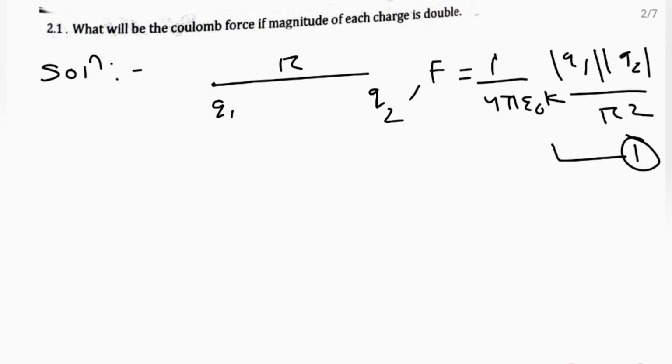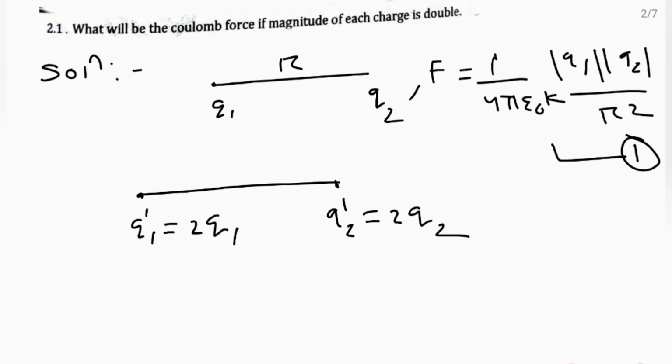Now according to the question, charge Q1 becomes Q1 prime, which has the charge 2Q1, and Q2 becomes Q2 prime, which has the charge 2Q2, but the separation between them remains the same. Then what will be the force?